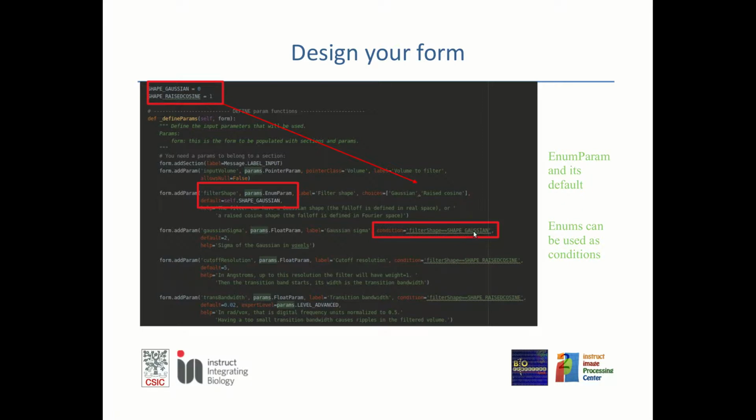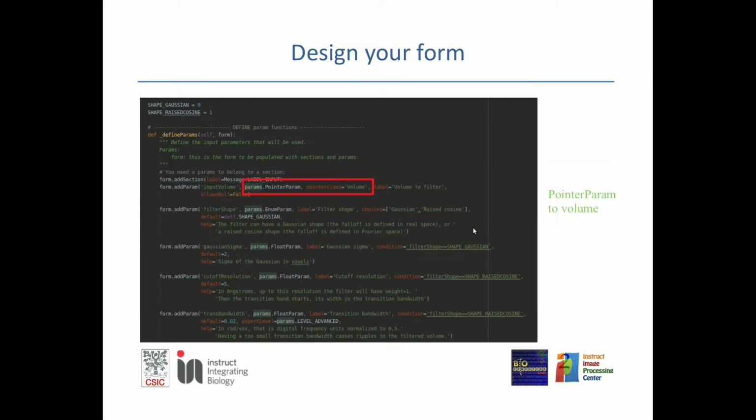And be aware that when writing this condition, it is evaluated at some point, and the evaluation doesn't involve self. So it is not self dot shape Gaussian. That would be the right syntax in Python, but this is not Python. This is Scipion evaluating it. And then let's see some other kind of a bit more advanced parameters.